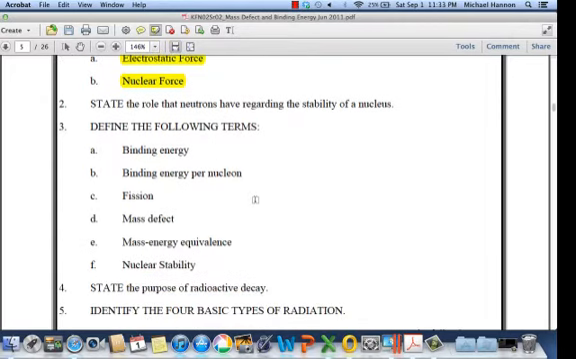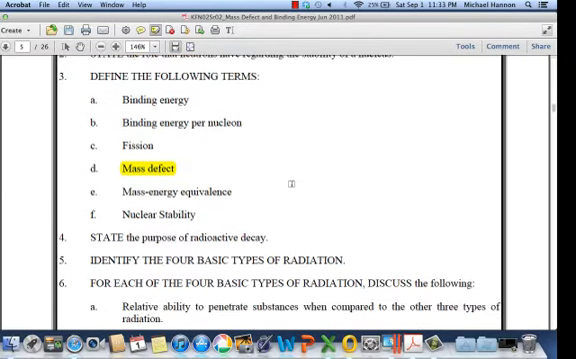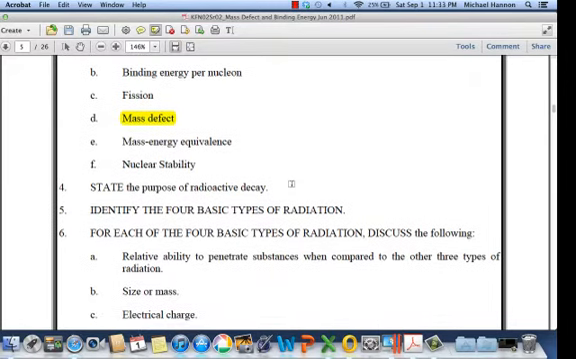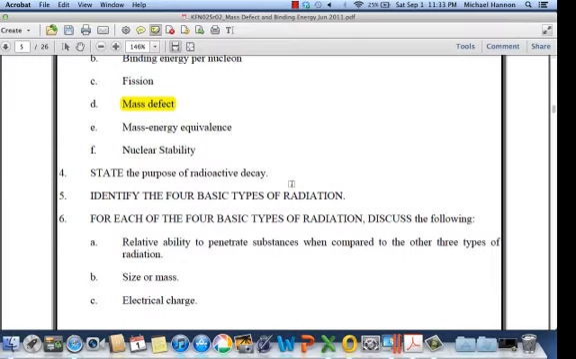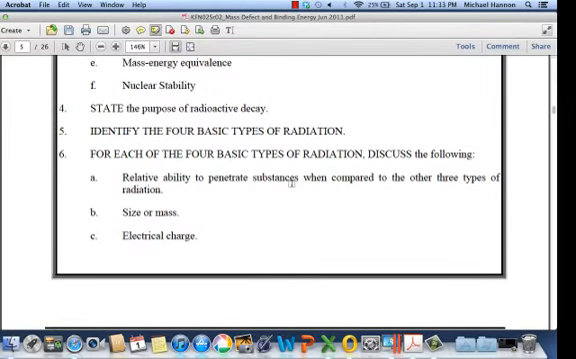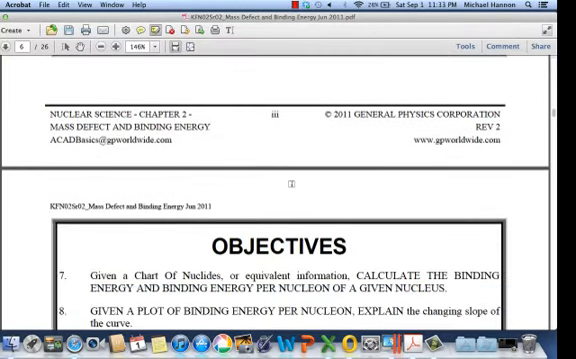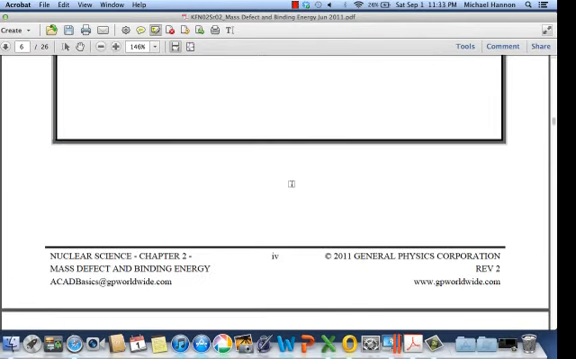Then we have fission, mass defect. That's going to be an interesting topic right there. Mass defect. I'm going to mess you up on your past knowledge on mass defect. You're just going to have to press the "I believe" button on that one. And then mass-energy equivalence, and then finally nuclear stability. Then we're going to talk about the purpose of radioactive decay and the four basic types of radiation, which you should already know. If not, we're going to go over those again: mass, size, electrical charge, and so on. So let's move forward. Those are the objectives of chapter 2.